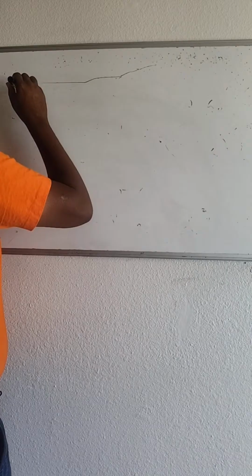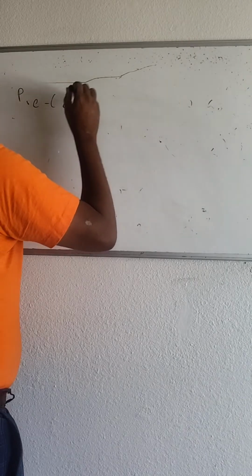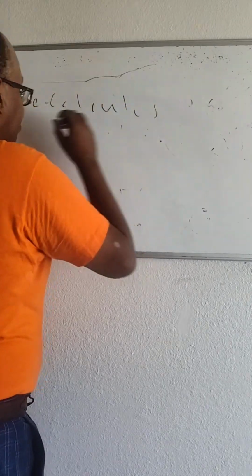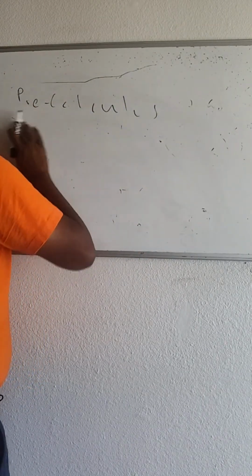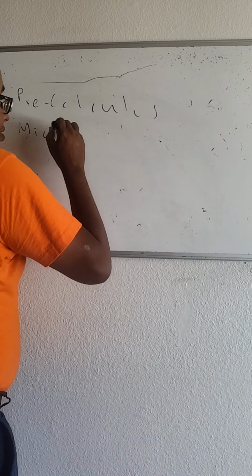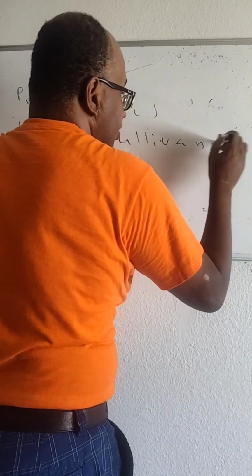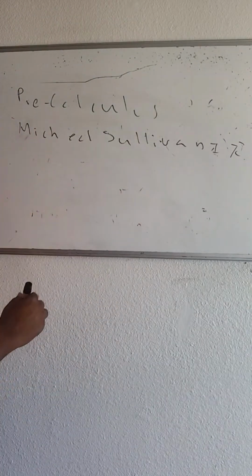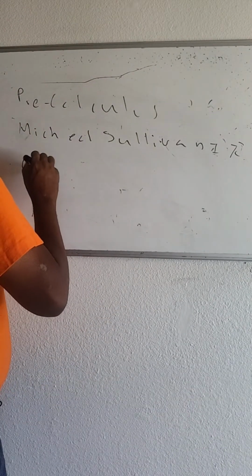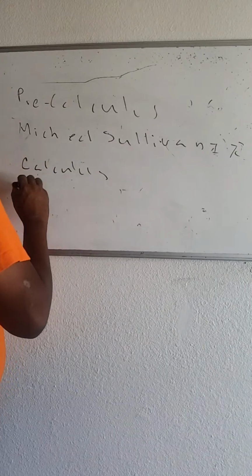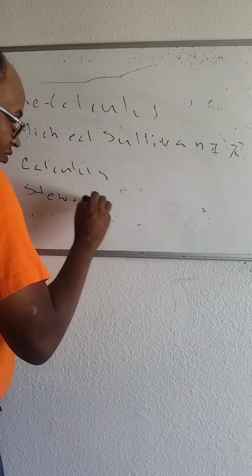We're going to do Pre-calculus by Michael Sullivan III. Right? And we'll do calculus by Stewart. Okay, those two references, I want you guys to look them up. Want to know more about polynomials? Look it up.